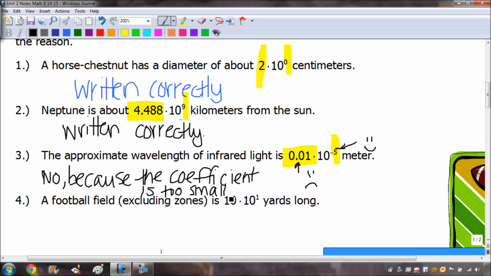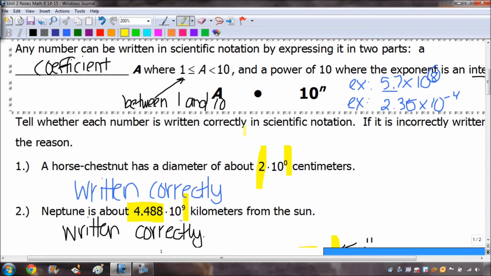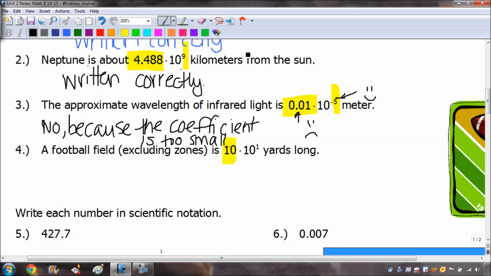All right, and then lastly, let's look at number 4. A football field, excluding zones, is 10 times 10 to the 1st yards long. So we have to look at our coefficient. Now this right here, the coefficient is 10, but if you look right here, this number means that a cannot be equal to 10. Remember this right here, you can't have 10 as the actual value. So this right here, it doesn't work because the coefficient is too large.